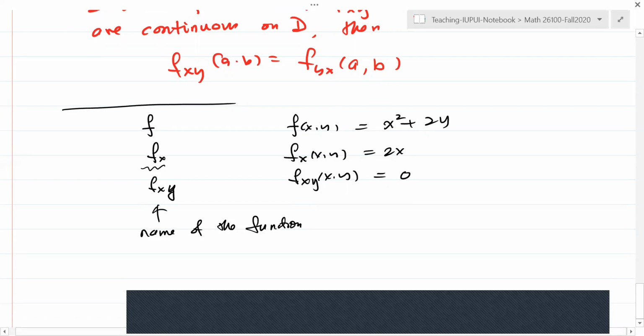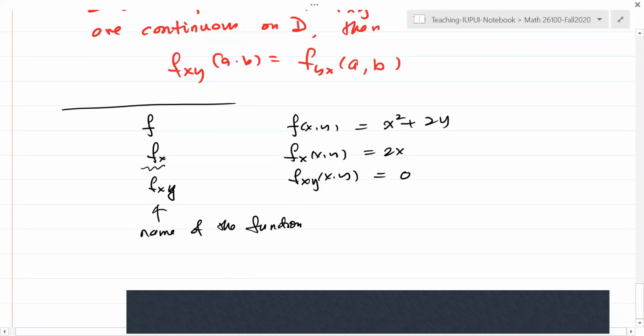Generation by generation, you get more and more functions. One single function in two variables, after you differentiate it, you get two new functions. They are both called derivatives, but they are partial derivatives because each is a derivative with respect to one single variable.